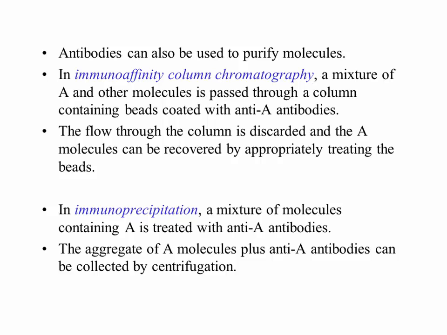I will talk about column chromatography in a few minutes. There can be different kinds, but this is based on immunoaffinity, where you're using an antibody. Another example is immunoprecipitation. You could take a mixture of molecules that contain A, and you're trying to isolate the A. So you can treat that mixture with anti-A antibodies. Then A and the antibodies for A will bind very tightly, and you can now collect them by centrifugation, which is another technique that we will discuss in a few minutes, or even by other techniques, you can separate it out from the rest of the mixture.